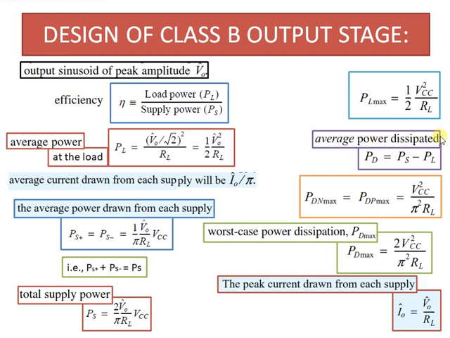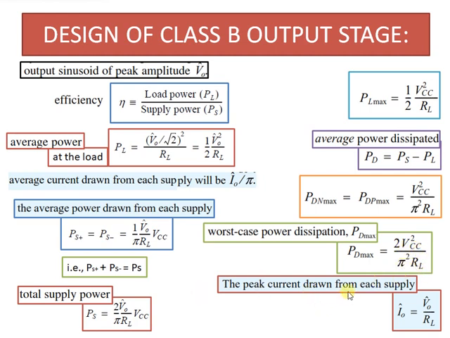Then the average power dissipated, PD, will be equal to PS minus PL, and the individual power dissipated by the N and the P transistors will be computed as VCC square divided by pi square into RL. And the worst case power dissipation will be equal to PD max, which is equal to the combination of PD N max plus PD P max. So that is why we have 2 times VCC square divided by pi square into RL.